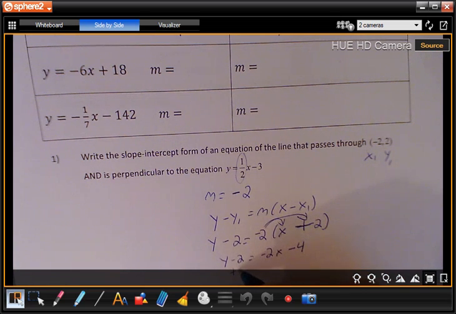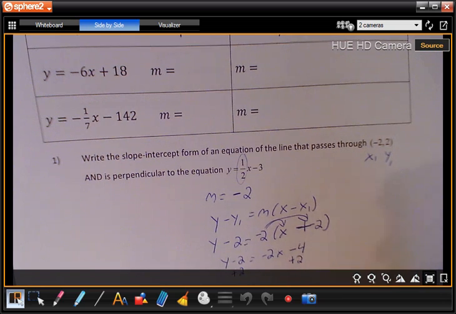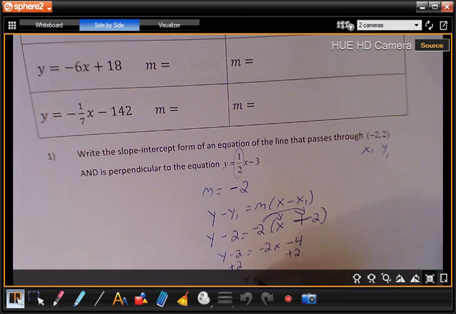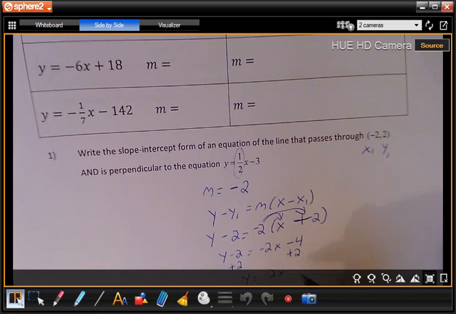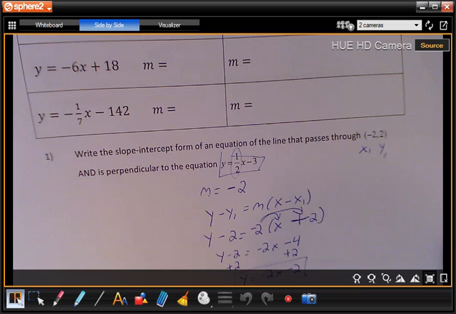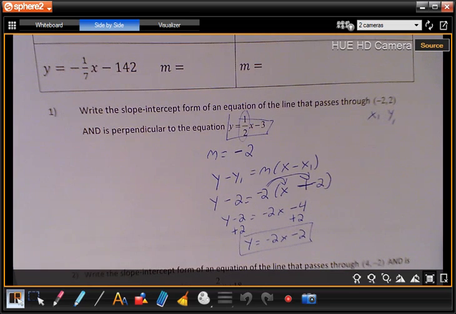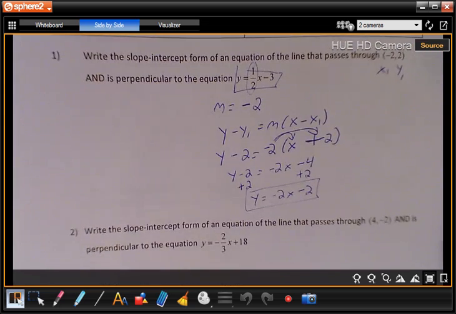We add 2 to both sides. We need that y all by itself to get in y equals mx plus b form, or slope-intercept form. And we get y equals -2x minus 2. This line is perpendicular to this line here. All right, we're going to try 2 more examples, and then we're done. We're going to look at number 2.